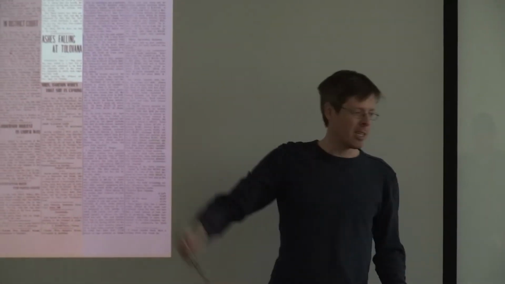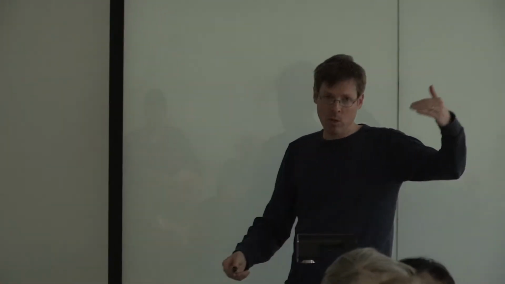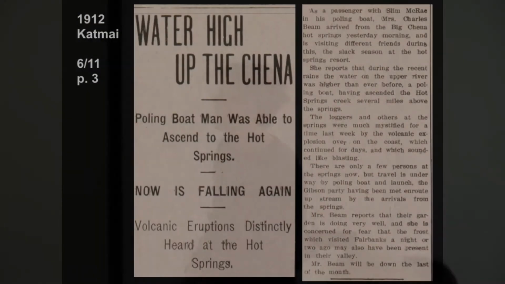So you'll often see these stories, water high up the Chena. At first I saw that and thought, who cares, water high up the Chena? But it's all about stuff coming in and out. There's no railroad in town. There's no road. This is the main route stuff's coming up, the Yukon, Tanana, Chena. So that's how stuff's getting in and out. Water high up the Chena.